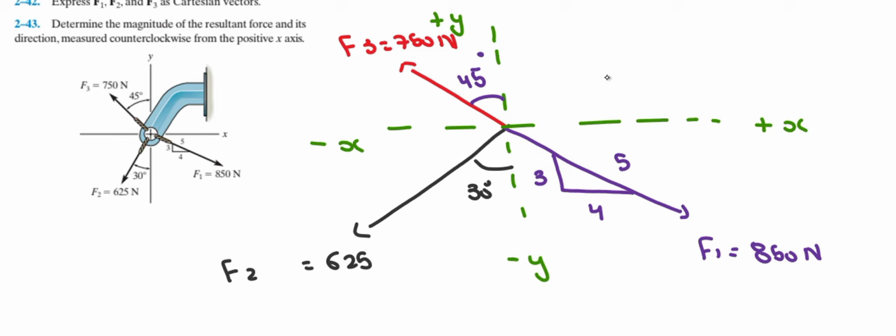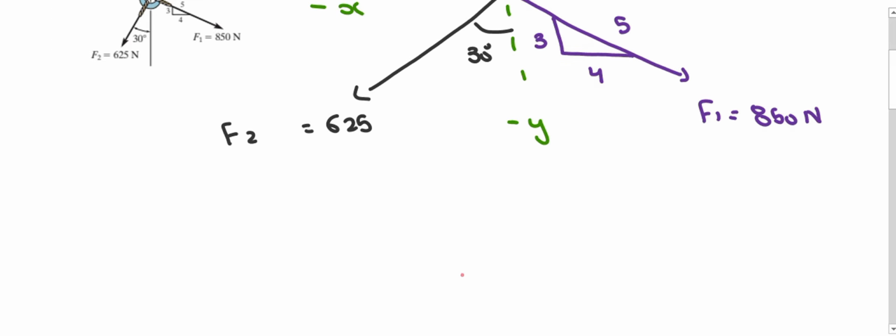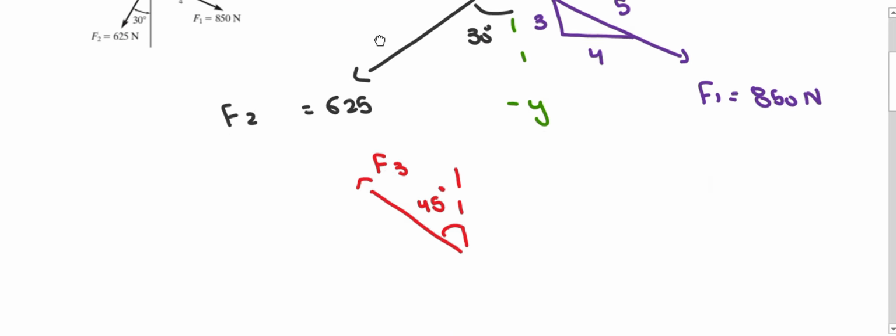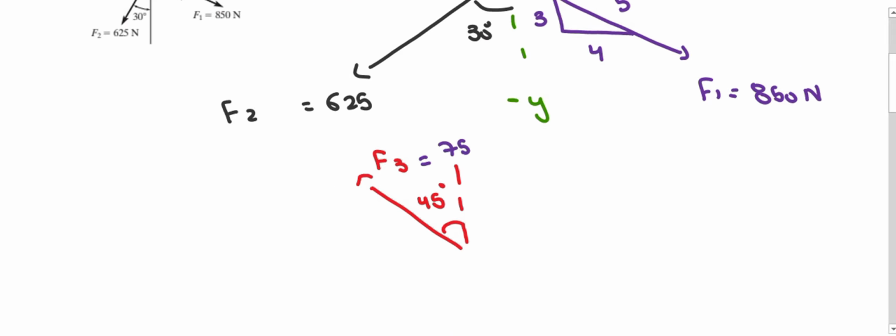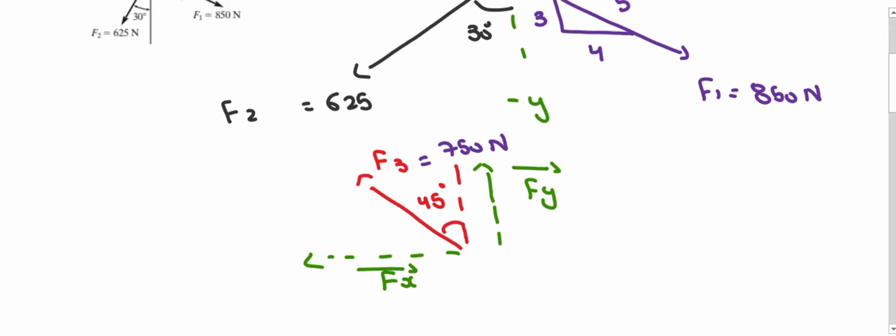So let's resolve the vectors one by one. This is our F3 force, which makes an angle of 45 degree with positive y-axis, and the value of F3 is 750 Newton. The x component of 750 Newton is drawn like this, and this is the vertical component. If you are confused about how I can draw the components of a vector like this, please click on the link which appeared on the top right of the screen.